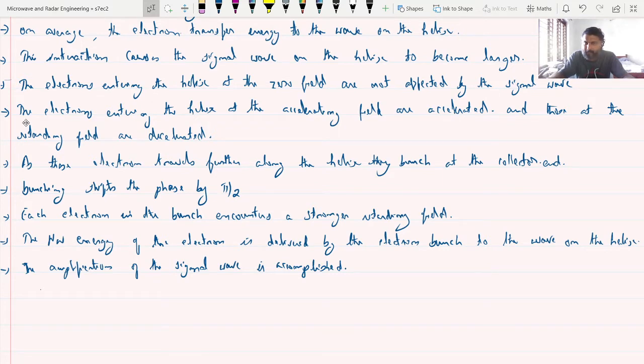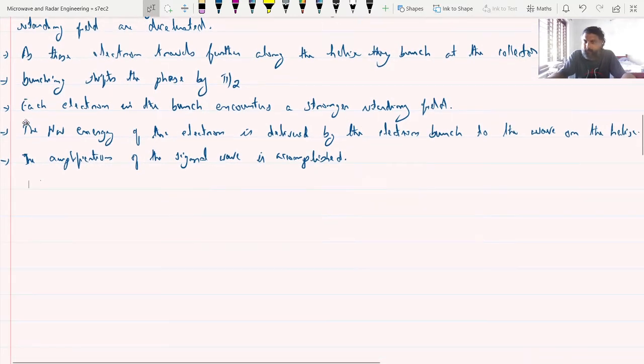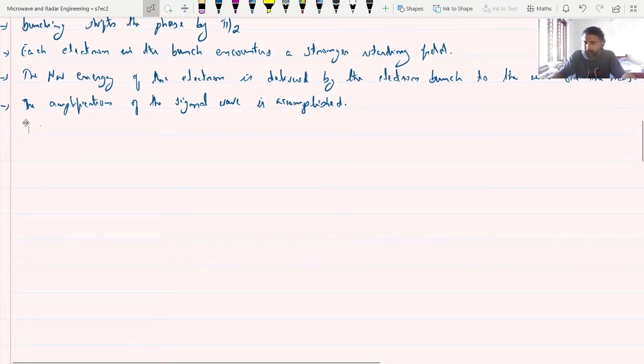the electrons entering the helix at the zero field are not affected by the signal wave. Similarly, the electrons entering the helix at the accelerating field are accelerated, and those at the retarding fields are decelerated. Okay, so these two points are very important in this point related to the traveling wave tube.